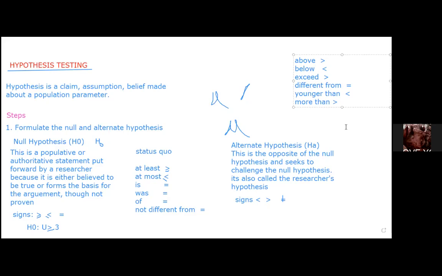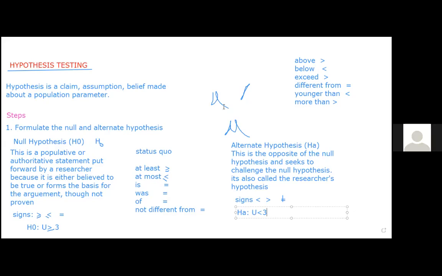So an example of an alternate hypothesis is, if I should formulate, HA is such that mu is less than 3. I said I'm using U to represent my mu because I cannot be drawing it, but you have to write it well. So this is an example of an alternate hypothesis.